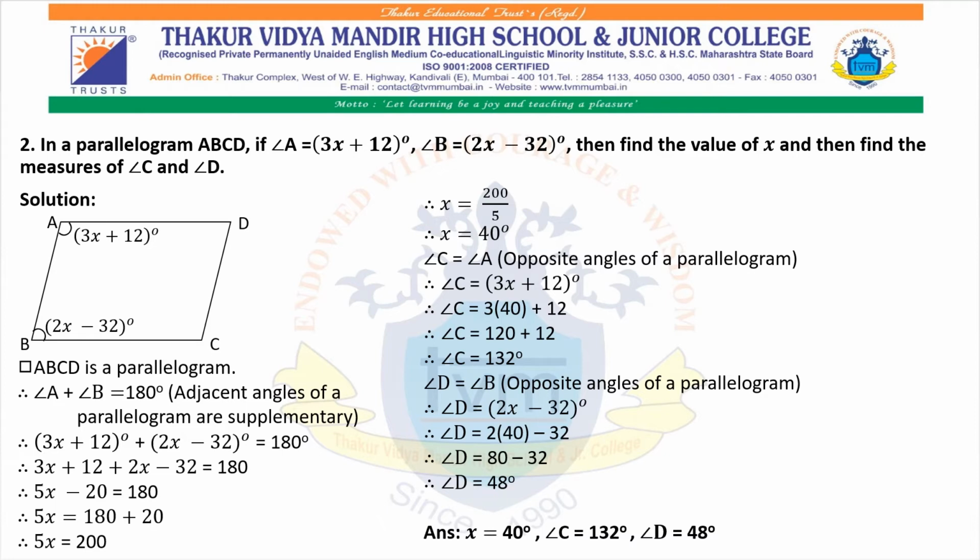Angle D is equal to angle B, opposite angles of a parallelogram. Therefore, angle D is equal to 2x minus 32. 2 into 40 minus 32. 2 fours are 80 minus 32 is equal to 48. Therefore, angle D is equal to 48 degrees. Therefore, the answer is x is equal to 40 degrees, angle C is equal to 132 degrees and angle D is equal to 48 degrees.